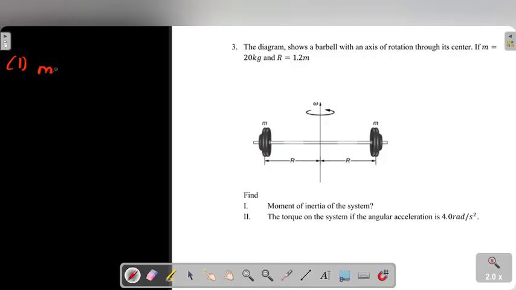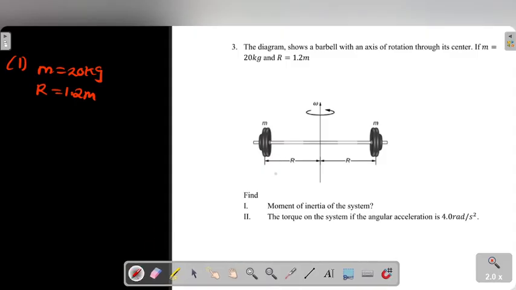We know that it has a mass of 20 kg, then the radius is 1.2 meters. When you look at this diagram, the radius is the distance from the center to where this mass is. So the radius is 1.2 meters, and here the radius is also 1.2 meters. It is the same. So to get the moment of inertia, the moment of inertia will be equal to the summation of mass times radius squared.